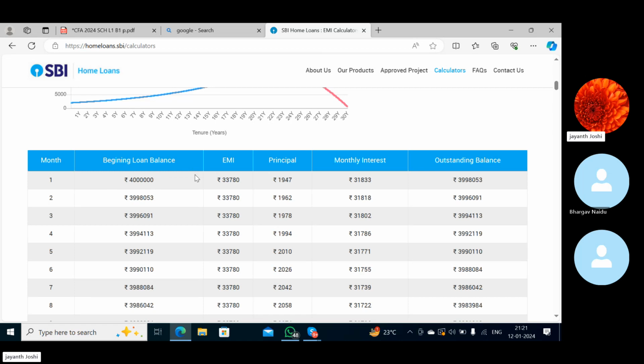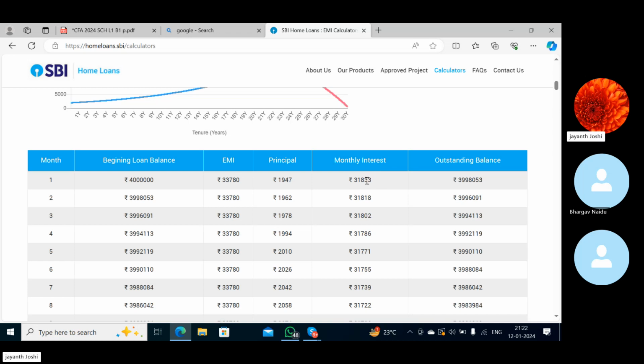So this is the loan balance. 40 lakhs is the loan balance. This is the monthly EMI. This is the principal amount. Now you should not ask me how they calculated this. It's a very complex calculation, not there in your syllabus. I just wanted to explain to you the amortization schedule of a loan.